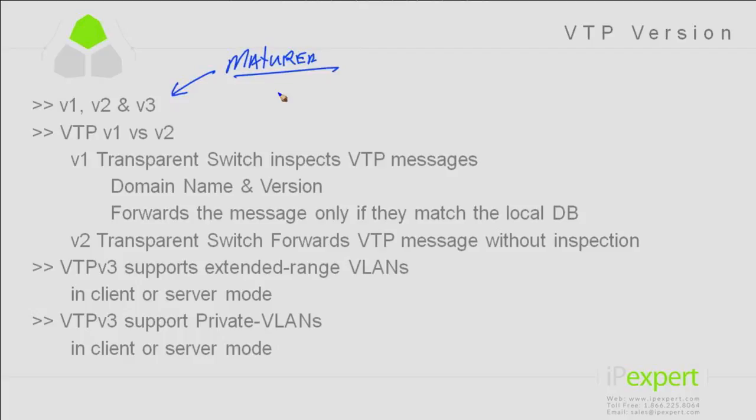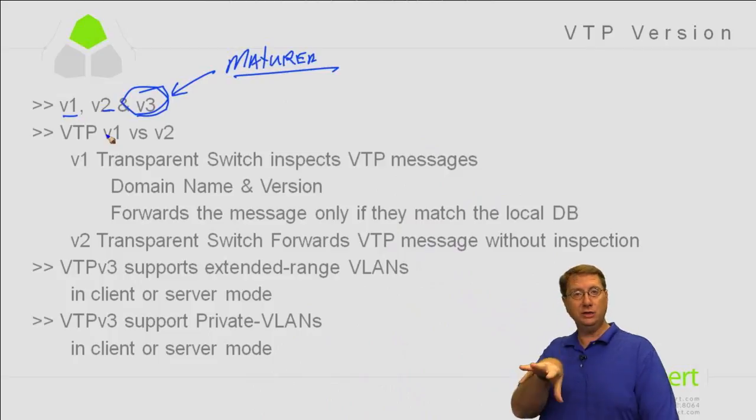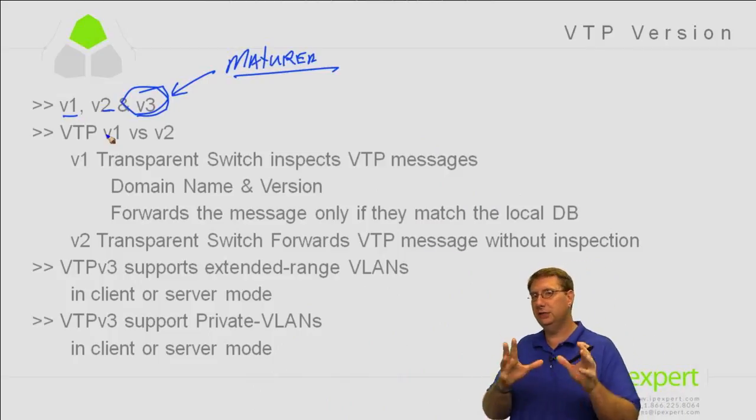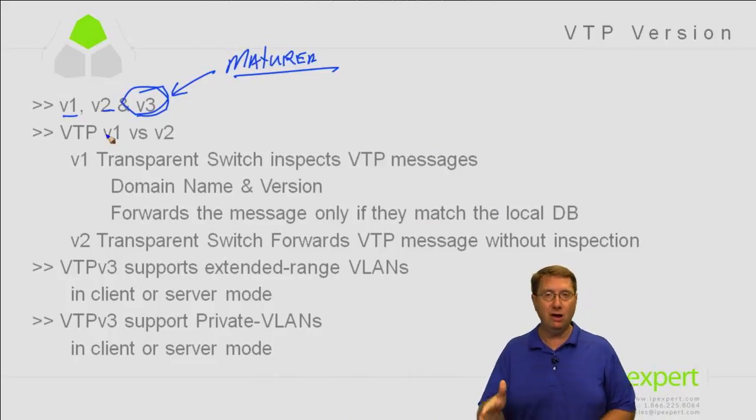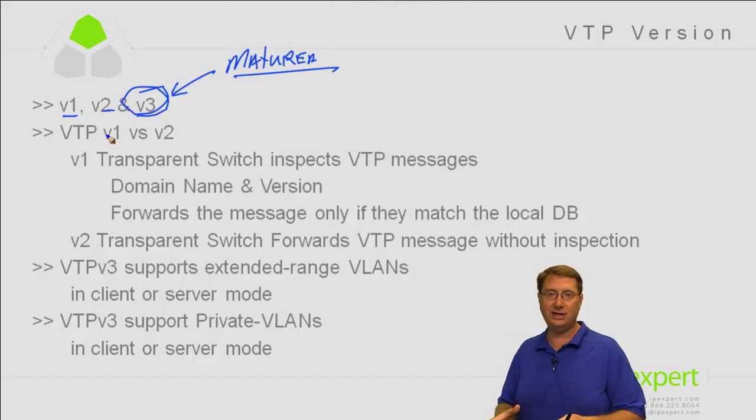VTP has matured over the years, first having what we refer to as version 1, version 2, and now, new to the CCIE routing and switching track, we have to deal with version 3. I'm going to talk about version 3 cursorily in this portion of our presentation. However, after we do the demonstrations for VTP version 1 and version 2, I'm going to have another set of videos and another presentation dealing specifically with VTP 3.